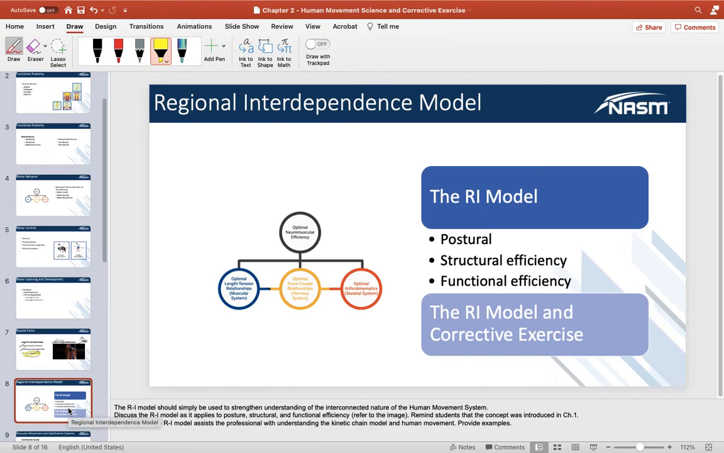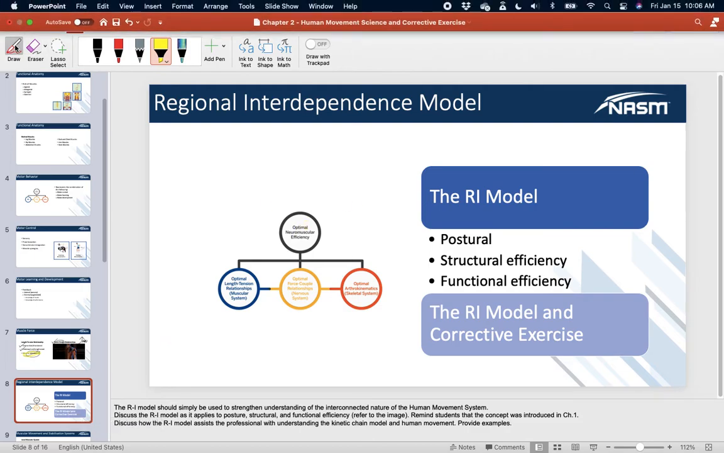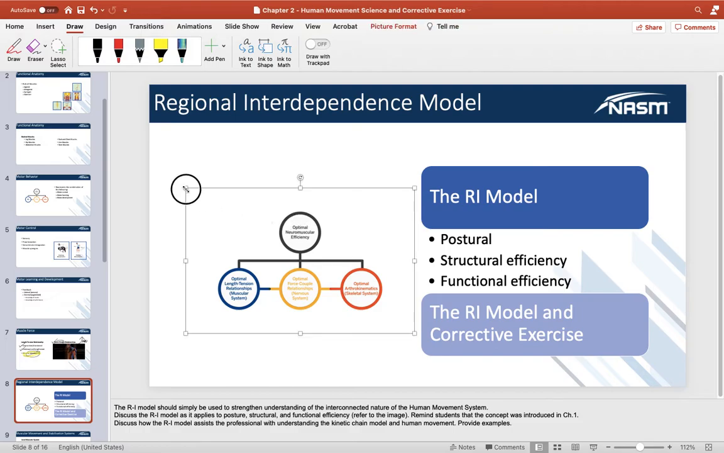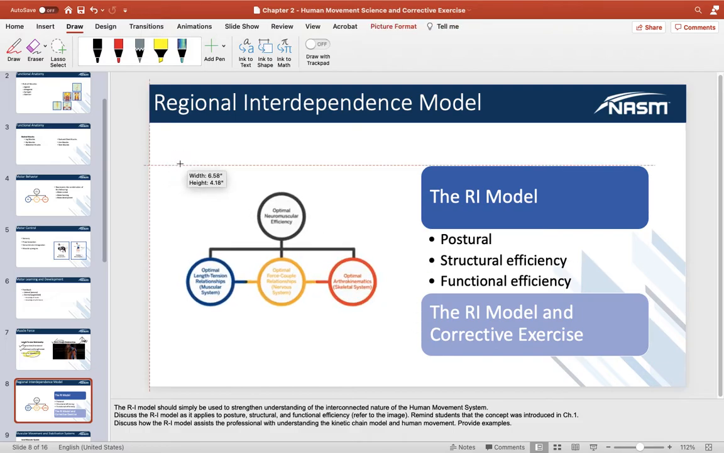All right. So we talked about the RI model in chapter 1, which is the regional interdependence model. When we look at everything here, we showed that there is this connection point between our human movement system. What we have to understand is that for optimal neuromuscular efficiency, let's see if we can pull this up. There we go, a little bit bigger of a visual.